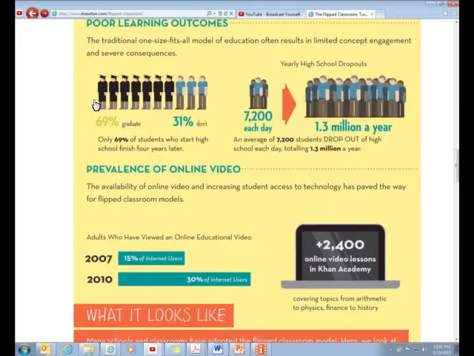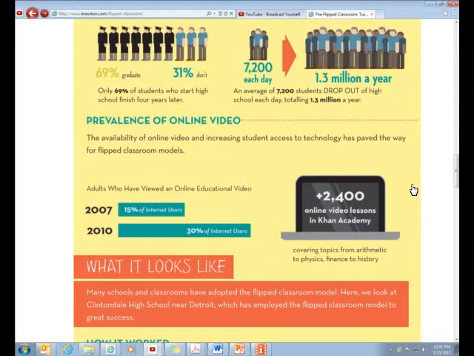And here in this graphic we see that nearly 7 out of 10 people who start high school don't finish it. This 31% is a group of learners that we deal with pretty consistently here at OSU-OKC. There are approximately 7,200 high school dropouts every day, 1.3 million high school dropouts every year. Online video is really picking up a lot of steam, and as of 2010, 30% of internet users had accessed at least one online video. There are over 2,400 online educational videos at the Khan Academy.